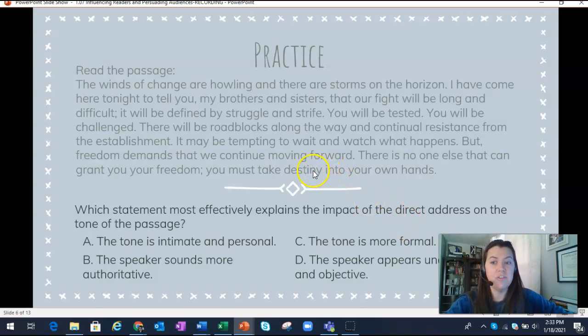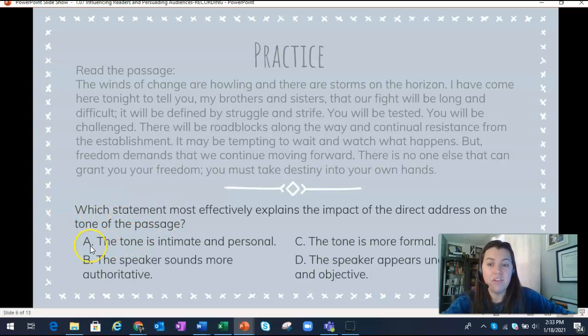Okay, same passage, so I'm not going to read it again. I'm going to give you a couple of minutes to look over it. But tell me, in this passage, which statement most effectively explains the impact of the direct address on the tone of the passage? So what is it that direct address does for this passage? How does it affect the tone? How does it make us feel?